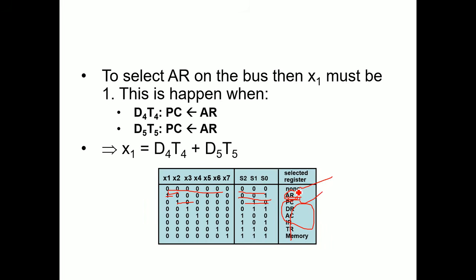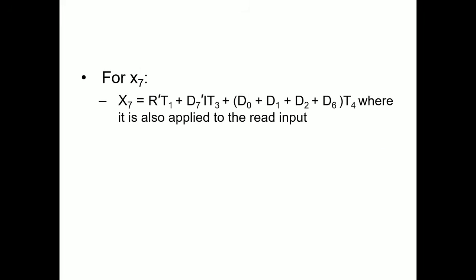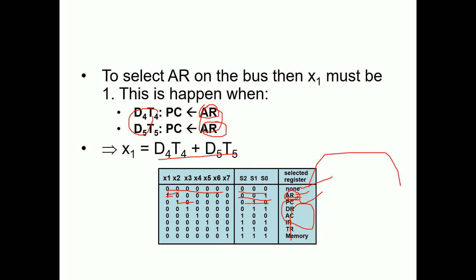Now we have to scan all those instructions and take the instructions where the right hand side is the address register. Why? Because here the address register is placing information on the bus. There are two instructions. This is the first instruction where the right hand side is AR, and this is the second instruction where the right hand side is AR. If we add these two, then we will get the output here. So X1 is equal to D4 T4 plus D5 T5. And likewise we can draw for X7 also.